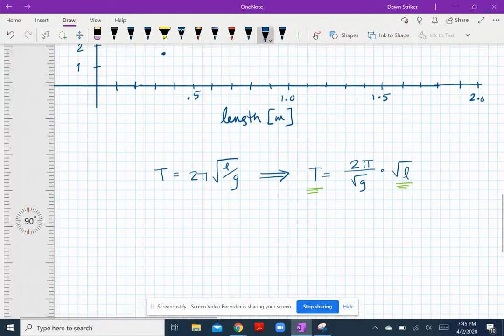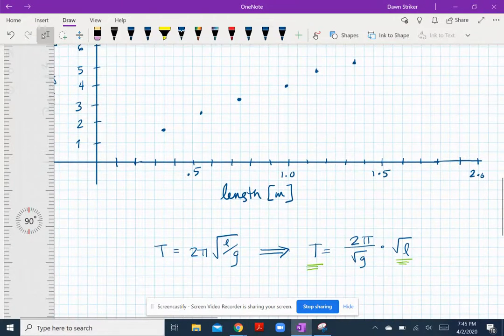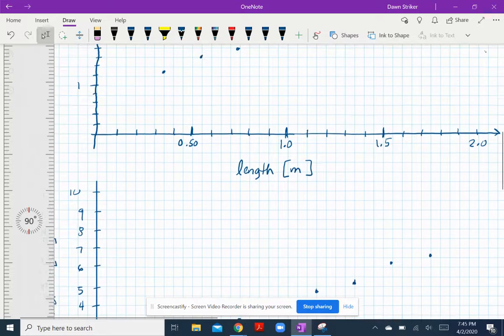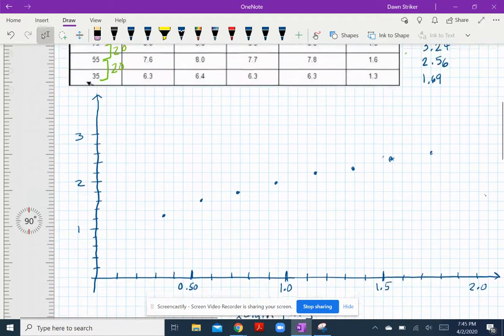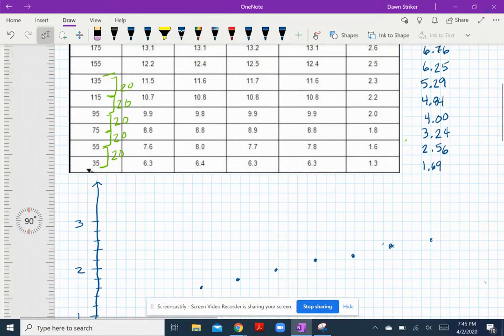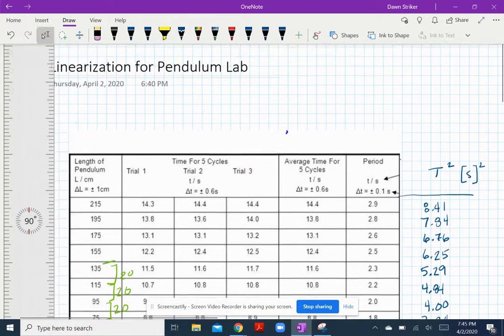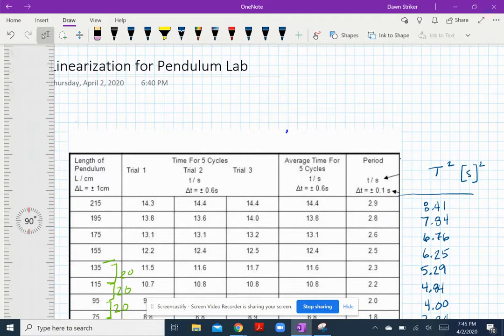I was grading some labs today and I wanted to do a little clarification with linearization and why it is so important to linearize. So here's some bogus data that is very similar to your pendulum lab.